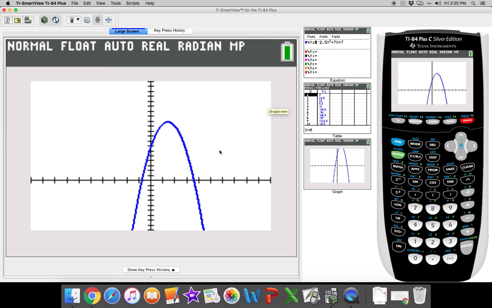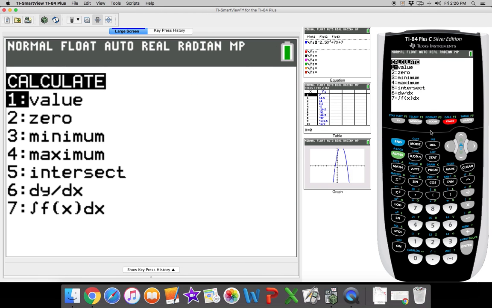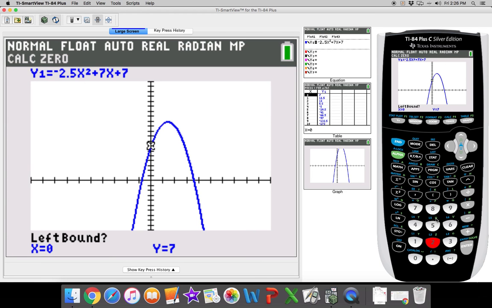So now I'm going to go in to find my x-intercepts. I'm going to want my calculate button. So I'm going to go to my calculate menu by pressing second, trace, and I'm going to go down to my 0. So I'm going to hit 2, or you can scroll down, either one works. So I'm going to look for my left 0 first.